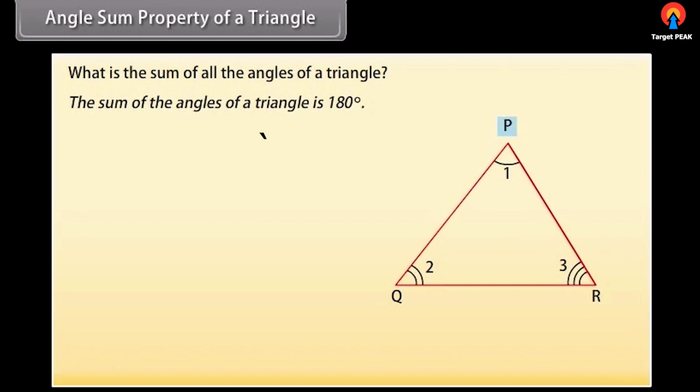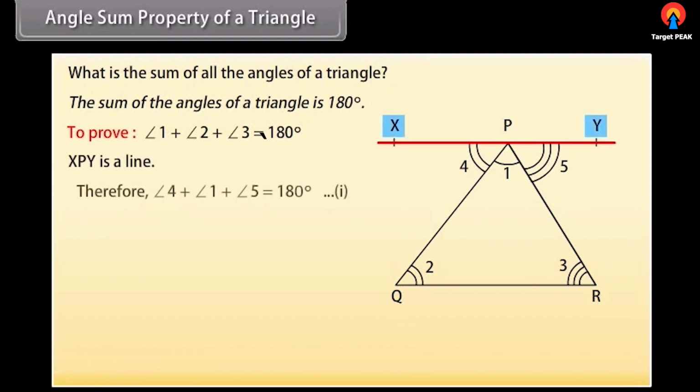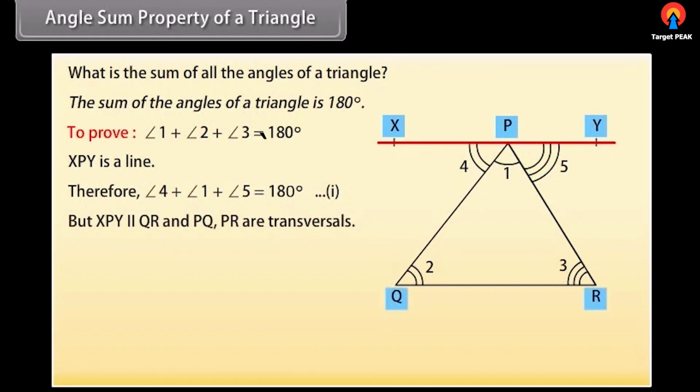We are given a triangle PQR, and angle 1, angle 2 and angle 3 are the angles of triangle PQR. We need to prove that angle 1 plus angle 2 plus angle 3 is equal to 180 degree. Let us draw a line XPY parallel to QR through the opposite vertex P. Now XPY is a line, therefore angle 4 plus angle 1 plus angle 5 is equal to 180 degree. Mark it as 1.